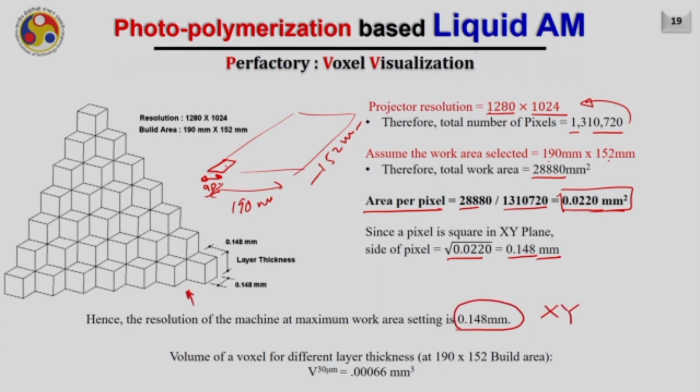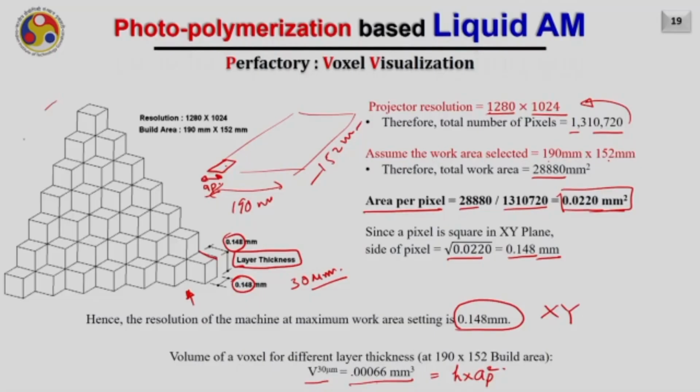As you can see here in this diagram, this consists of all the voxels. This particular side is 0.148 mm. This side is also 0.148 mm, and the height depends highly on the exposure time. If we assume that the height is 30 micron, you can find out the volume. It is approximately equal to 0.00066 mm cube, which is nothing but h into AP square.